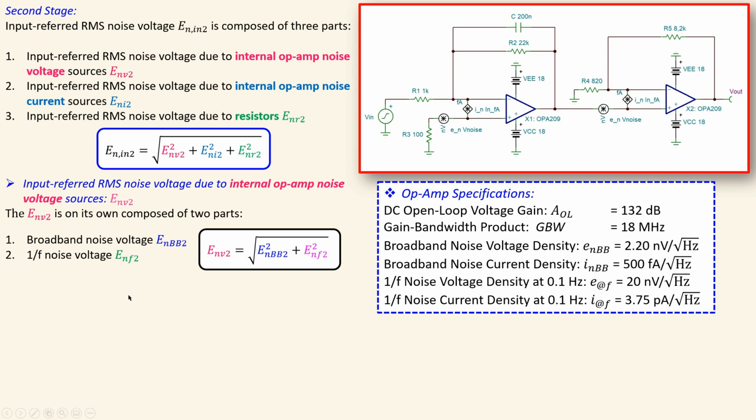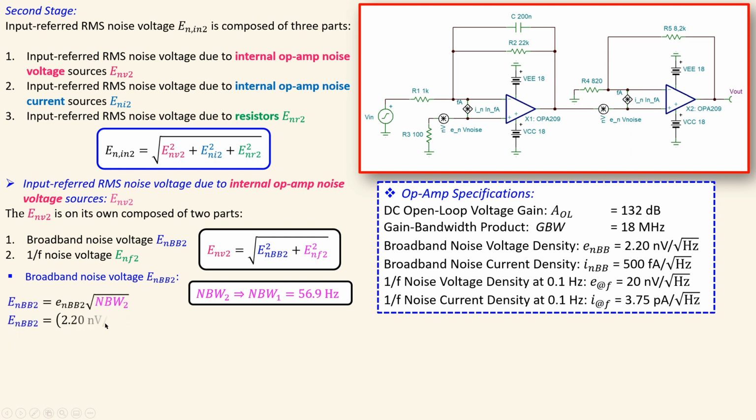Again using root sum of squares. Now the broadband part, and in this case, very important, since this is the second stage but it is limited by the first stage RC low pass filter, the noise bandwidth of the second stage is the noise bandwidth of the first stage, which is 56.9 Hertz, just due to that RC low pass filter. That's very important, so don't use the separate noise bandwidth formula or noise bandwidth value of the second stage.